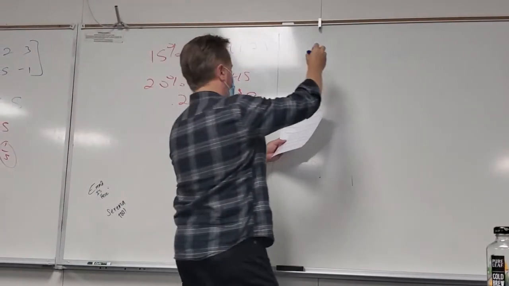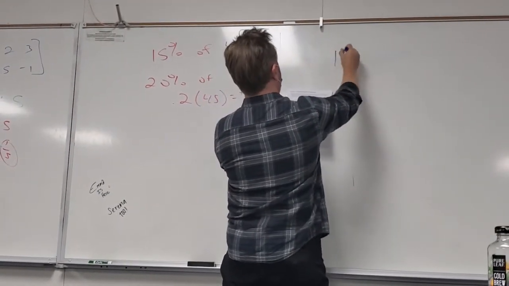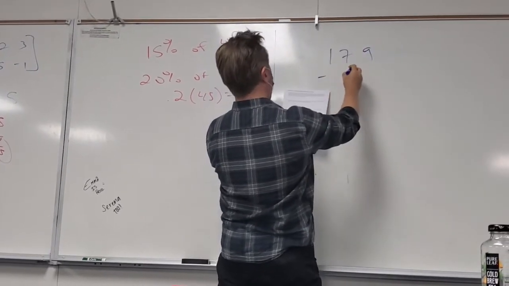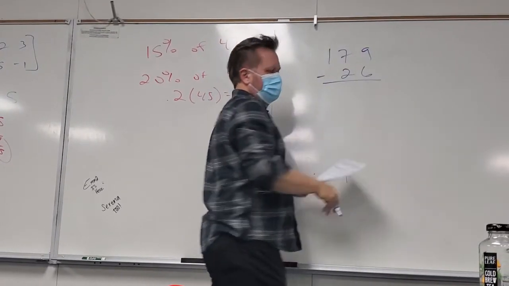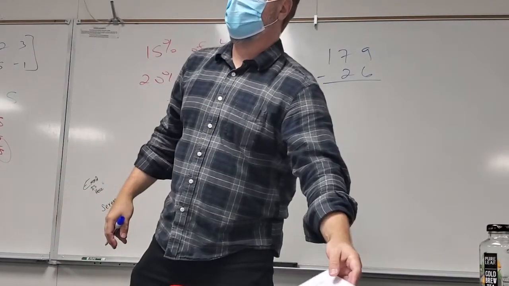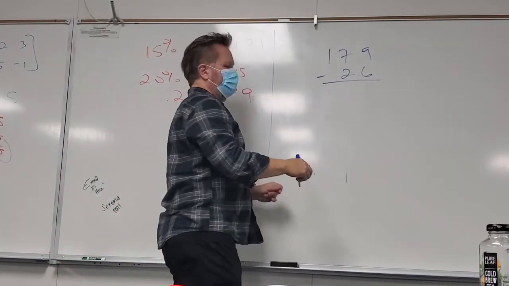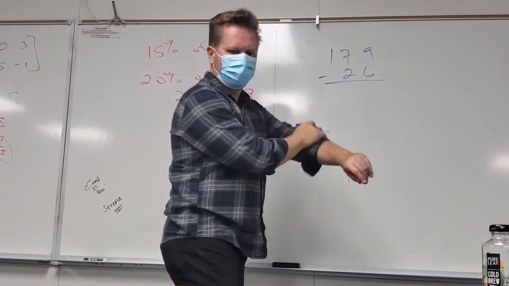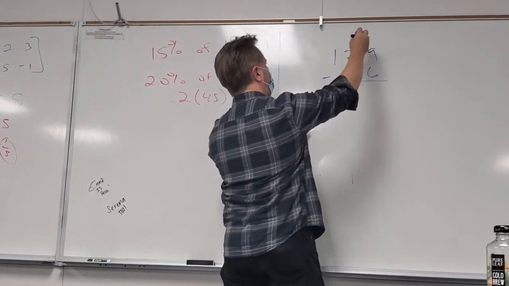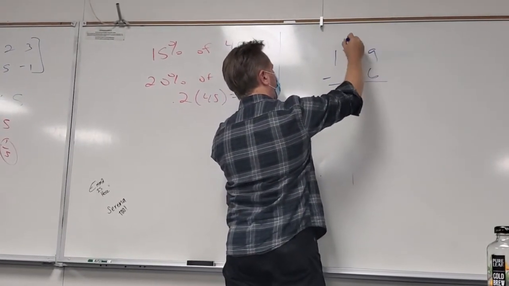So, what's the first problem? 179 minus 26. So what the student did, let me make sure I get this incorrect the right way, is they borrowed when they didn't need to.